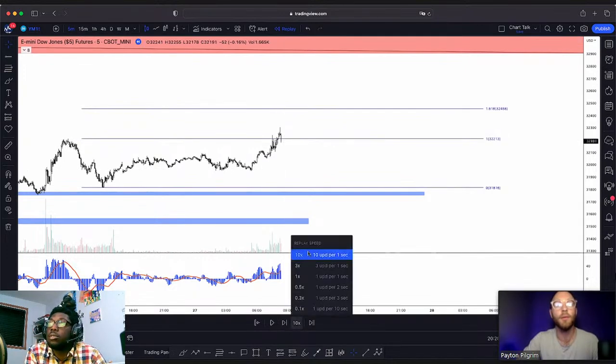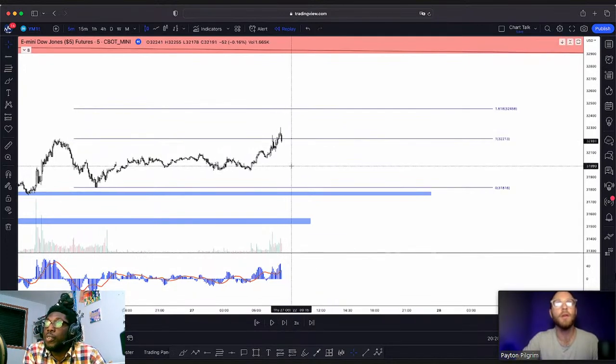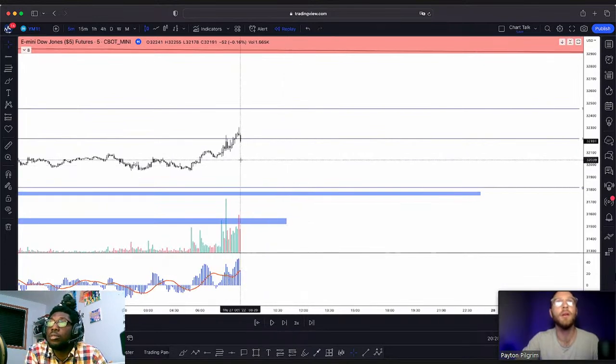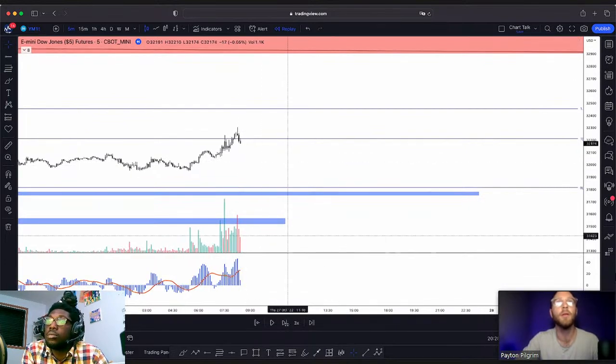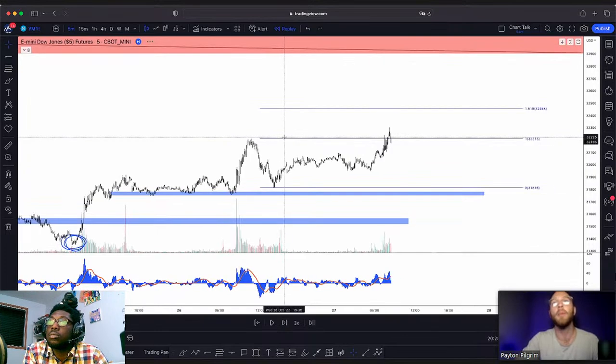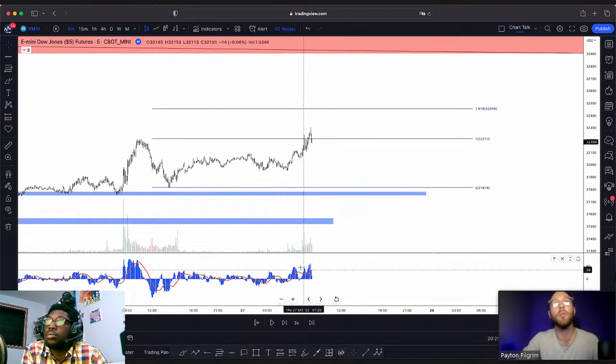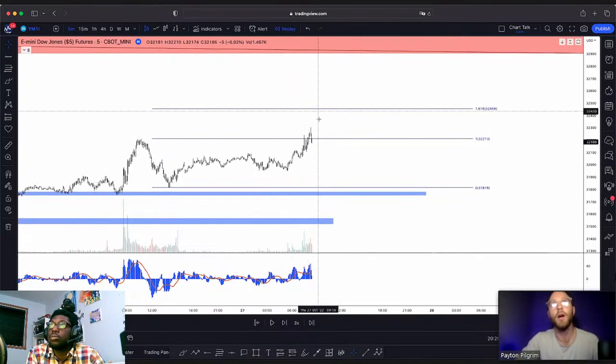25 right here. I stopped it perfectly. That was actually really perfect. Right there, and then boom, 8:20. We got one more candle, 8:25. Okay, this 5-minute momentum is looking like it's going to continue to the upside.